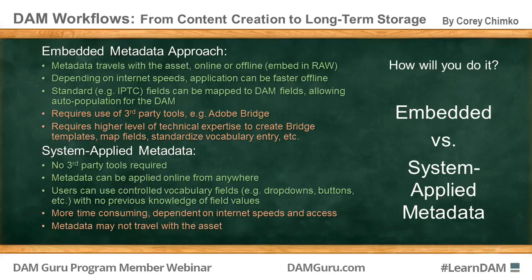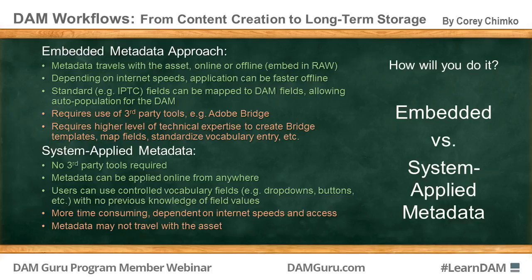And users can use your controlled vocabulary fields like your drop-downs and buttons and so on, and they don't have to really know what the values are in advance. So if you're just applying the metadata in your DAM, all those values are already there. You don't have to know what they are in advance to apply them. Now, there are ways to duplicate those drop-down values and so forth in Adobe Bridge. Again, it's a little bit technically advanced, but you can take time and create that if you know a little XML. And you can create your own metadata templates in Bridge and get your DAM administrators to help you map those if it's worth your while.